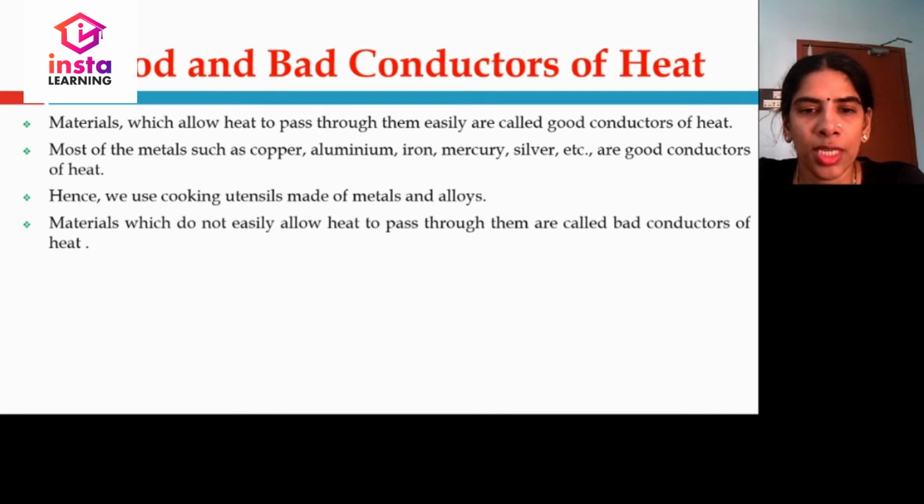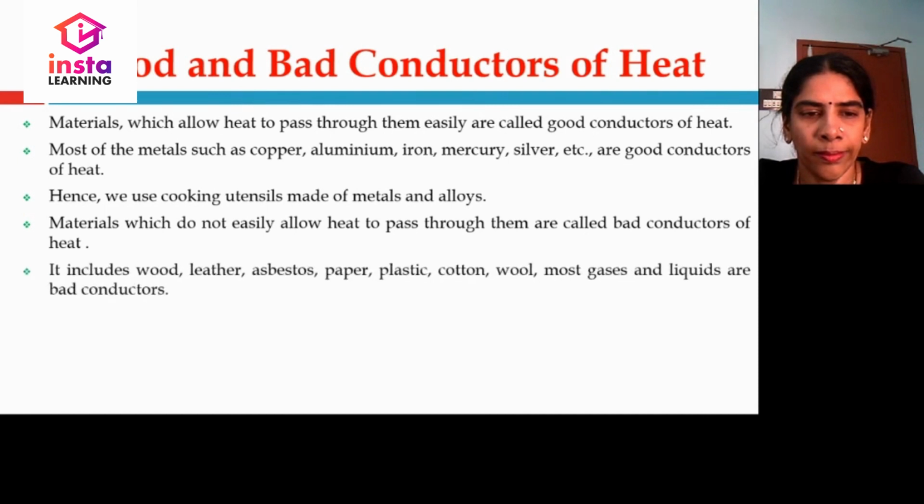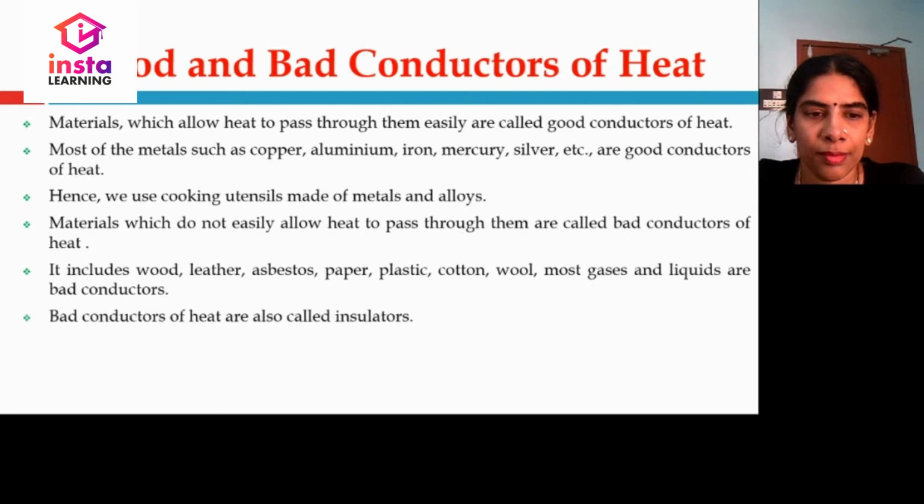Materials which do not easily allow heat to pass through them are called bad conductors of heat. They include wood, leather, asbestos, paper, plastic, cotton, and wool. Most gases and liquids are bad conductors of heat. Bad conductors of heat are also called insulators.